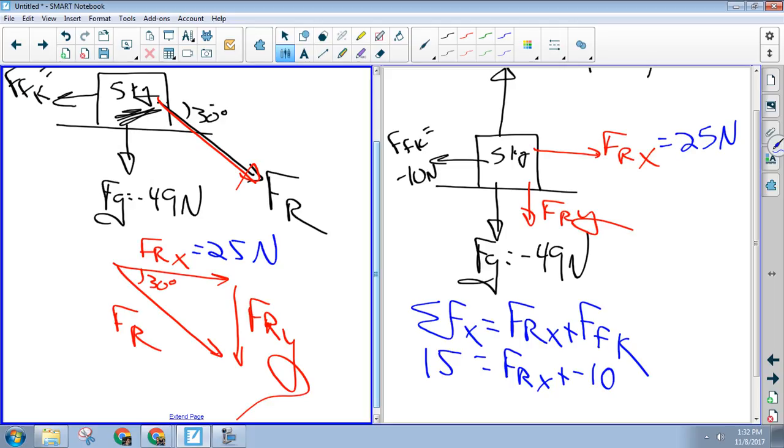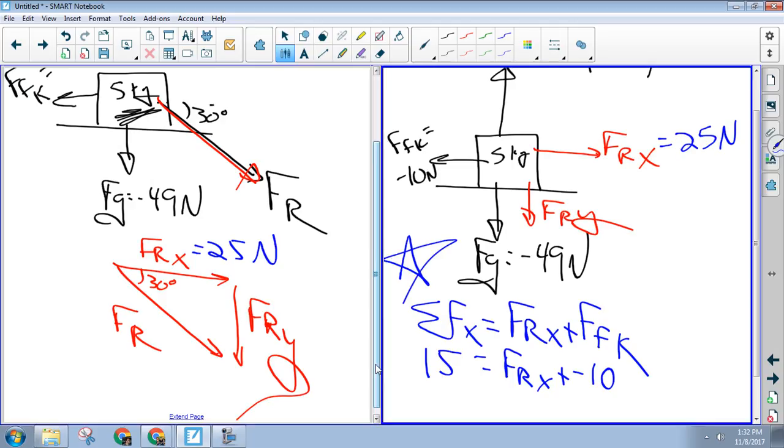Questions before I do that? This step is super important: using that net force to find your missing force. Cool? If you know the net force, that's why you know it, so you can find that missing force.